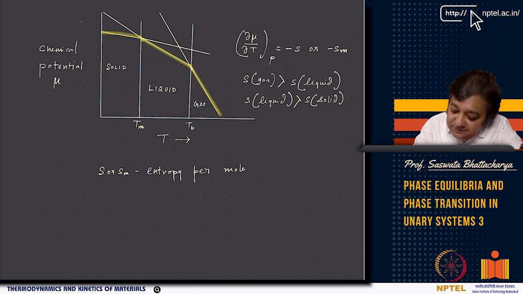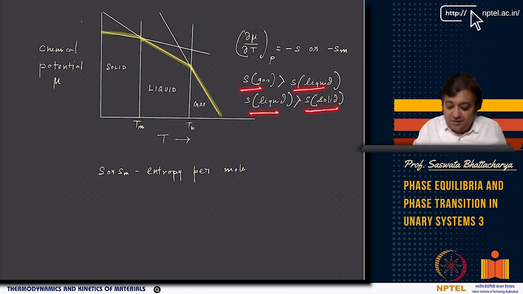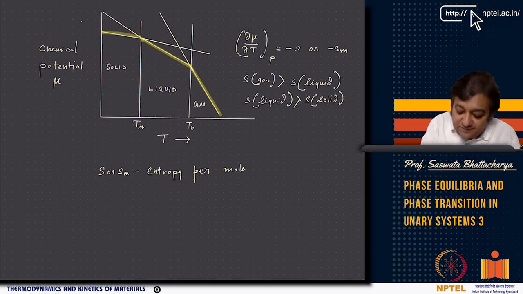So as you know, del mu del T equals minus S, or minus Sm, right? And S gas is greater than S liquid, and S liquid is greater than S solid in general. From the slopes you can see that the slope for gas is much steeper than that for solid, for example. If you characterize the slopes here, this is one slope, this is another, and this is the other one, and it's very, very steep. So this is the changing chemical potential. Just for simplicity, I have approximated them using straight lines.